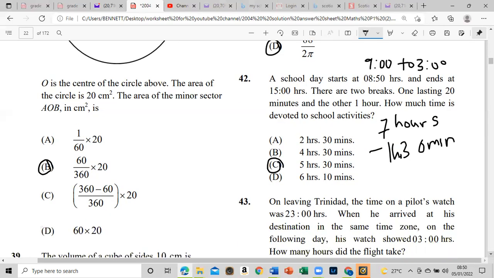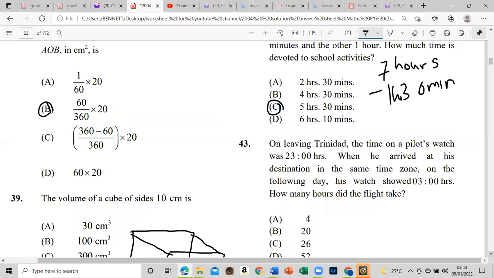All right, leaving Trinidad. The time on a pilot's watch was 23 hours when he arrived at his destination in the same time zone, and the following day showed 3:00 hours. How many hours did the flight take? So from 11, we go to 12, and then 3 o'clock in the morning. So it's 4 hours.